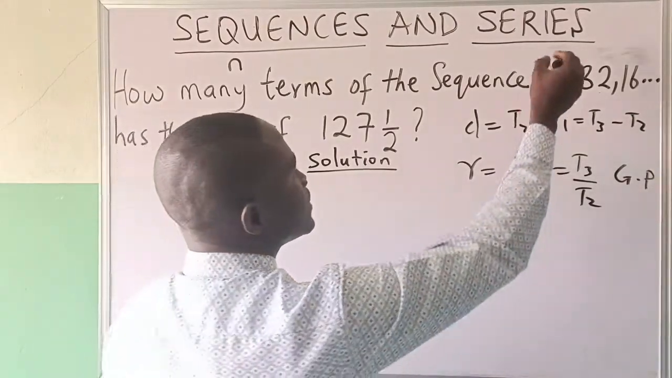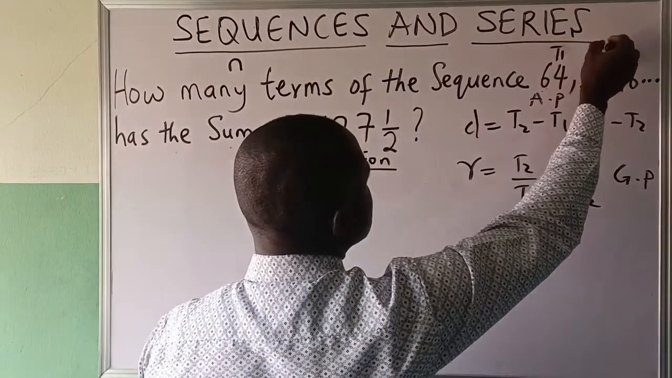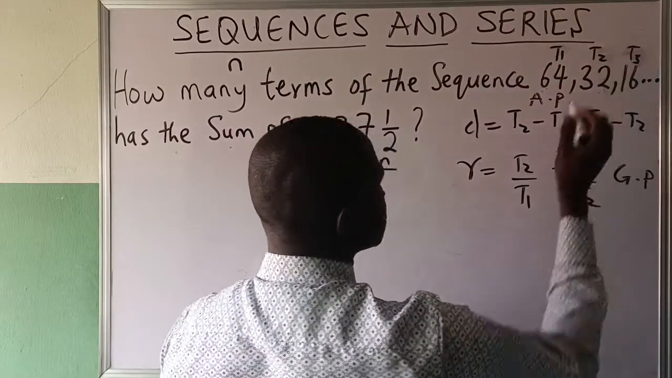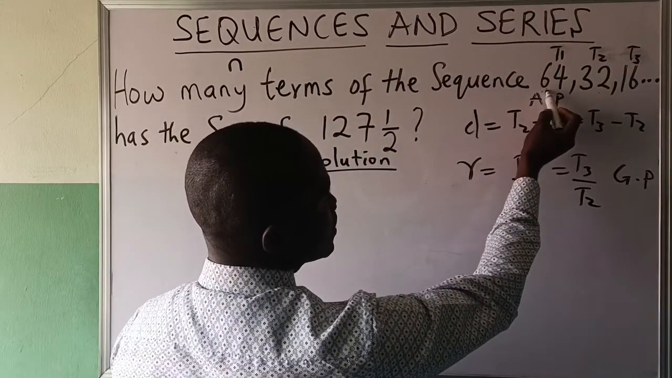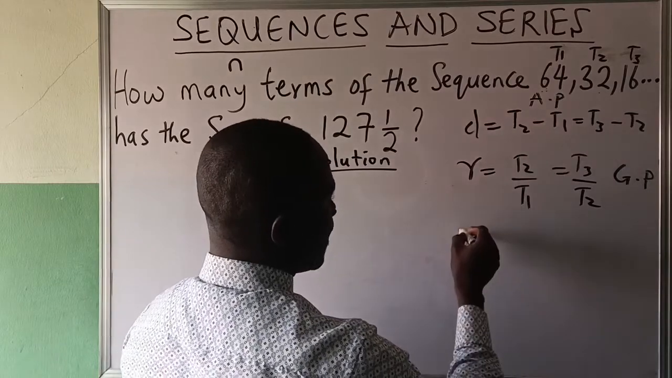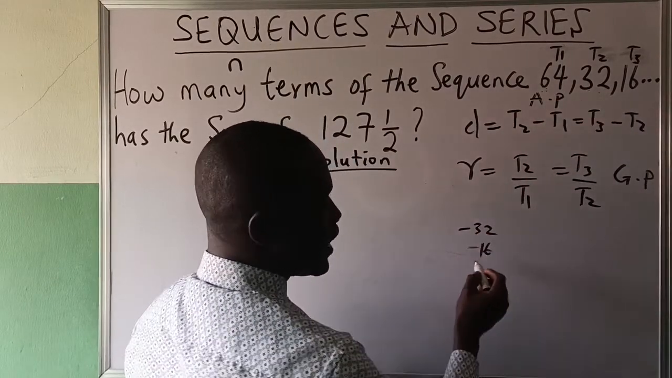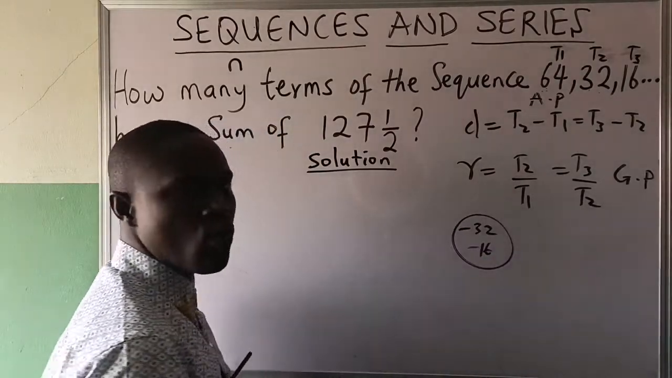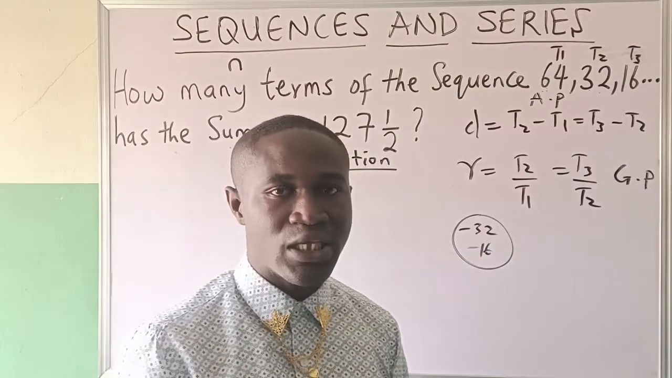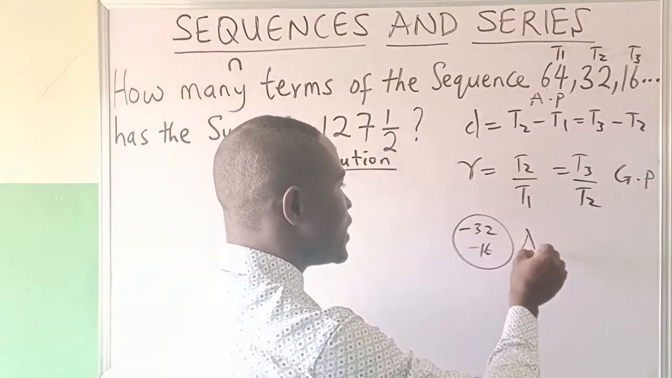Now, this is our T1, our T2, and our T3. We say this minus this, what will it give us? Minus 32. This minus this, minus 16. You ask yourself, is minus 32 equal to minus 16? The answer is no, not an AP.